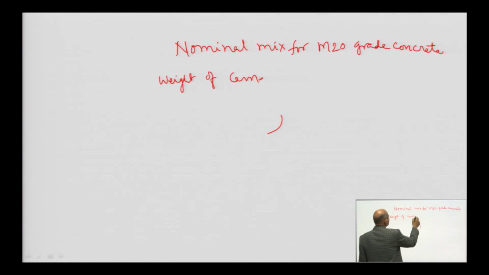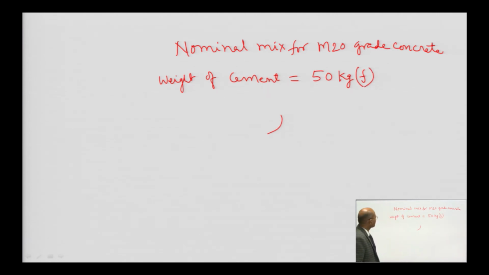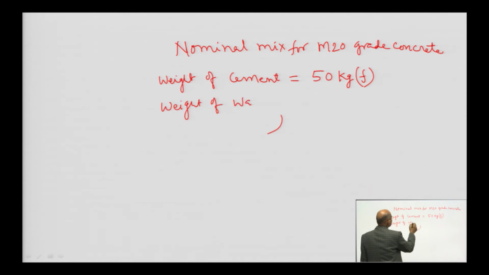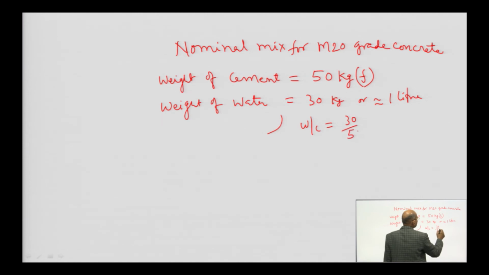Weight of cement, you have to use 50 kilogram, you can say mass or force, okay, 50 kilogram. And weight of water, you have to use 30 kg, which is equivalent to 30 liters. So, here the water cement ratio is how much? 30 by 50 is nothing but 0.60.